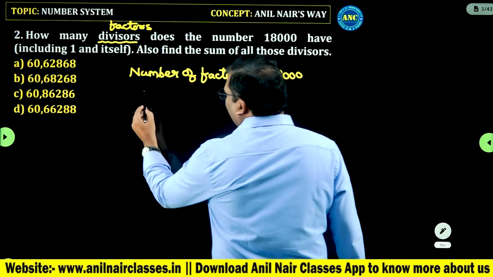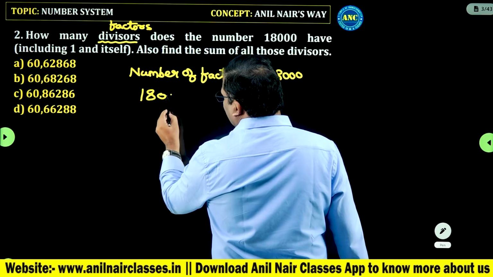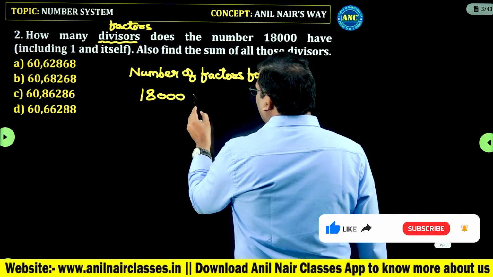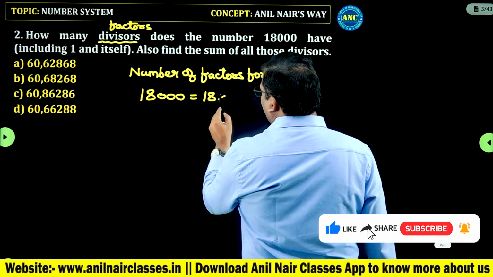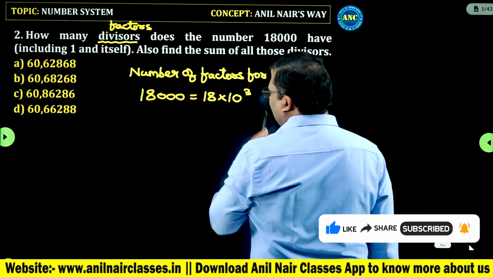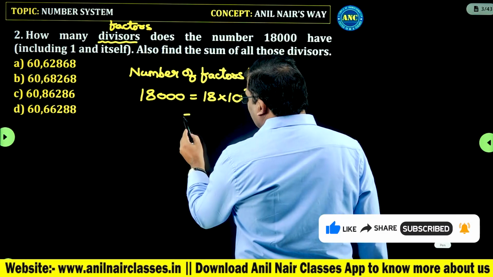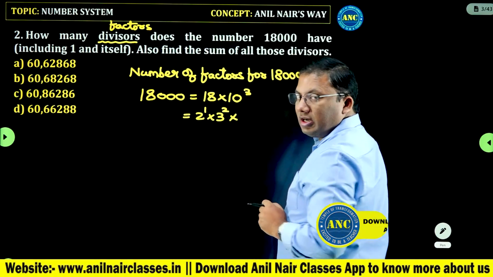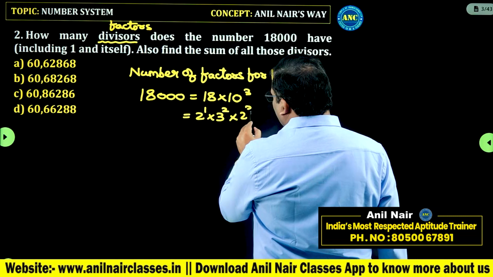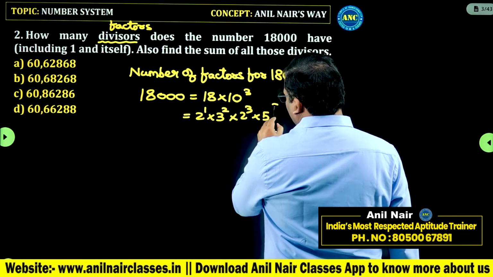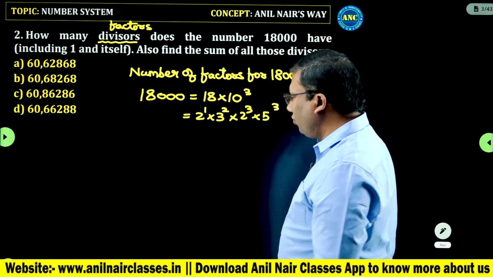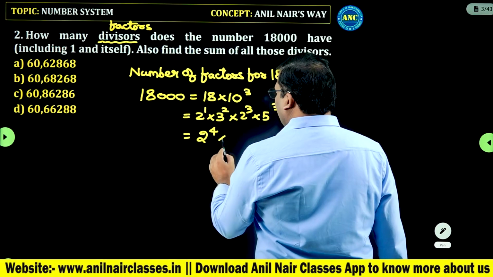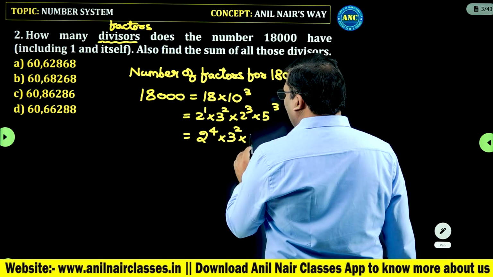Now see here, how to find out the number of factors? First write this number as a product of prime powers. So this will be 18 into 10 cube. 18 is 2 into 3 square. 10 cube is 2 cube into 5 cube. So this will be 2 power 1, 2 power 3, 2 power 4 into 3 square into 5 cube.